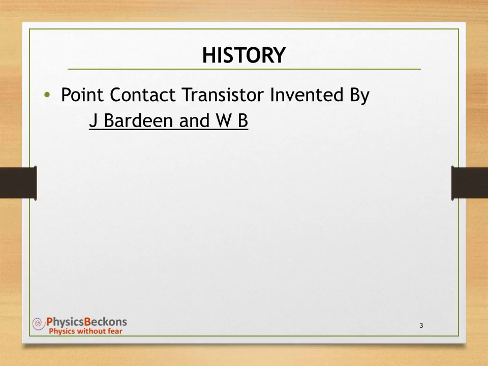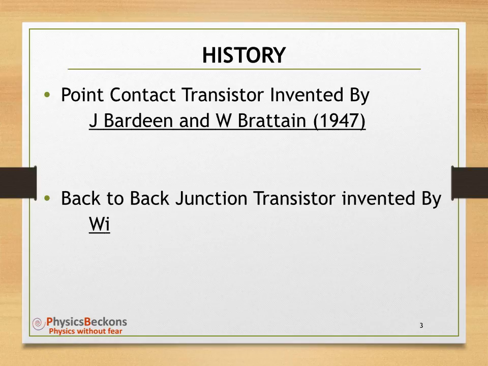Historically speaking, the transistor was first invented by J. Bardeen and W. Brattain as point contact transistor, and also by William Shockley in 1951 as back-to-back junction transistor, wherein two p-n junctions were joined back to back.